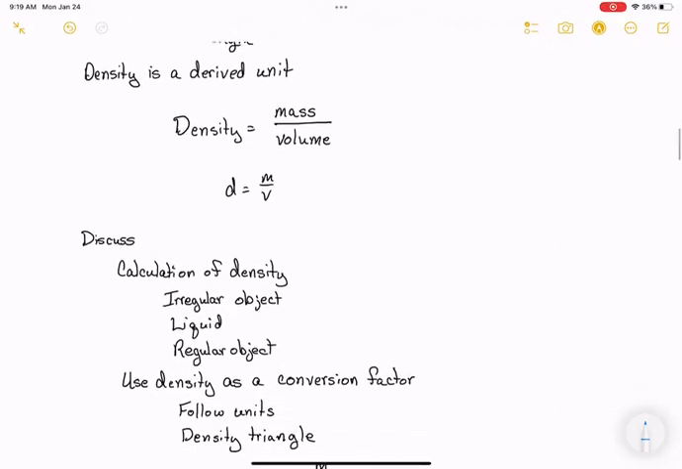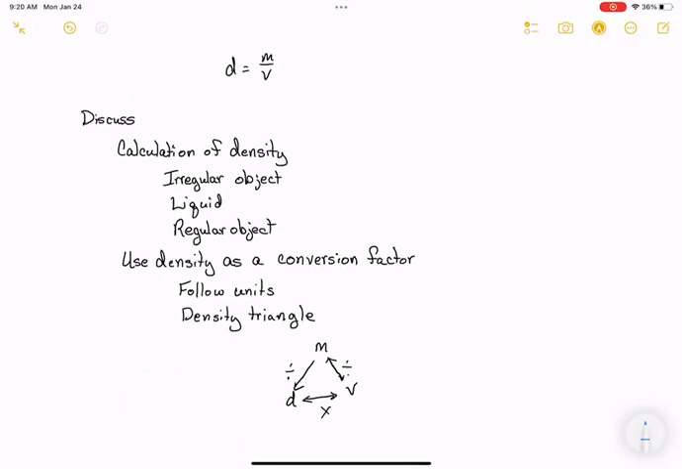We will also use density as a conversion factor. Now, I am going to do this in two different ways. I'm going to show you how to use density as conversion factor where I follow the units. And personally, this is my preferred method simply because I'm going to be using this method when I start getting into stoichiometry, when I start performing conversions with anything else. I'm always going to be following my units. But you can, with density, also use the density triangle. The density triangle has mass on the top and density and volume on the bottom. Basically, to go from top to bottom, you divide, and go from left to right, you multiply.